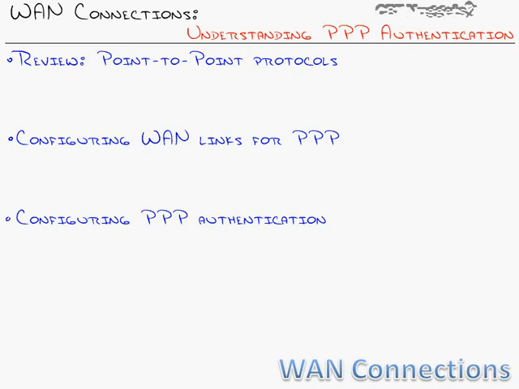So we'll do a brief review of what leased lines and point-to-point connections are all about, both at layer 1 and layer 2. Then we'll get into the configuration. The beauty of leased lines is that they are very easy to configure. Actually, if you've got two Cisco routers on both sides, there's virtually nothing to it. But we're going to go a little beyond that, talk about configuring them for PPP, which is the point-to-point protocol, and then we'll add on top of that PPP authentication.